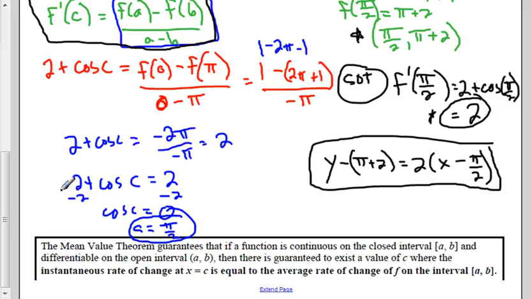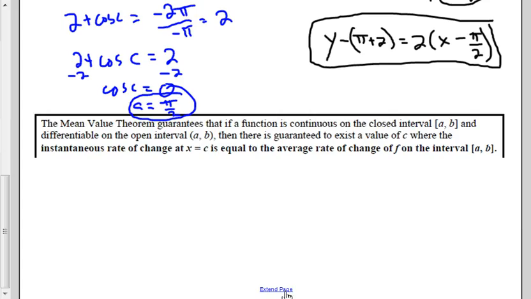Okay, and let's just finish up this part 4 of the notes with the mean value theorem. It guarantees that if a function is continuous on the closed interval from a to b and differentiable on the open interval a to b, then there is guaranteed to exist a value of c where the instantaneous rate of change at x equals c is equal to the average rate of change of f on the interval from a to b. Okay, and again, what do we mean by instantaneous rate of change and average rate of change?